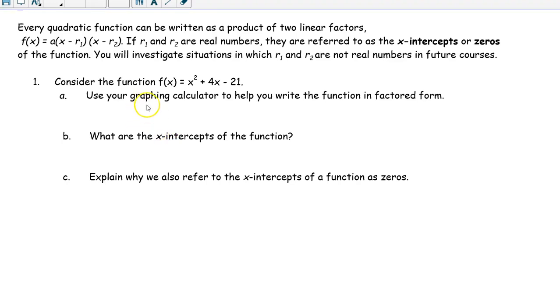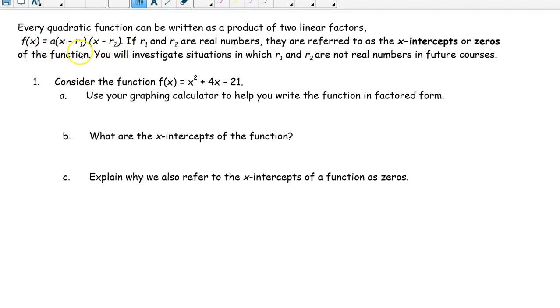Okay, here we are going to learn how to find the factors of a quadratic function, or in other words, how to change this quadratic function from the standard form to the factored form. And we have already seen that a factored form of a quadratic function is this. It is a times x minus r1 times x minus r2.